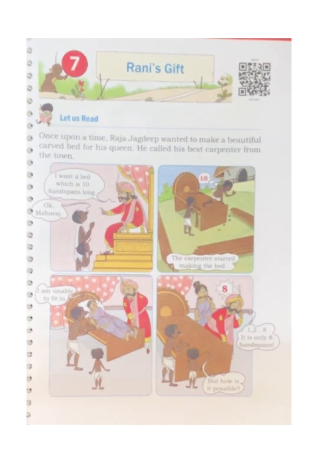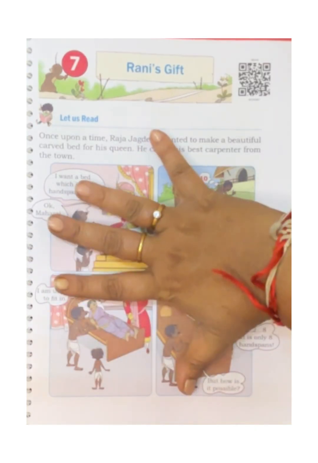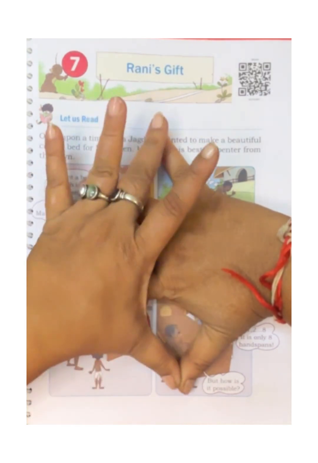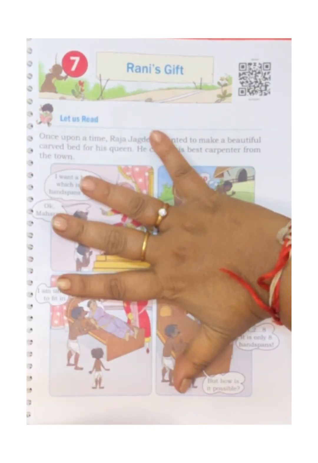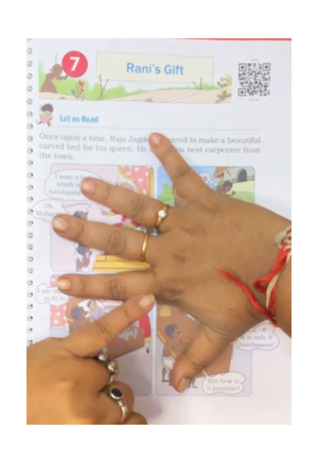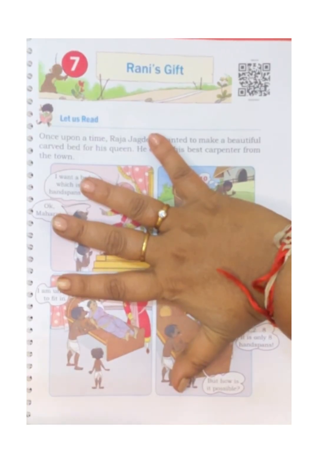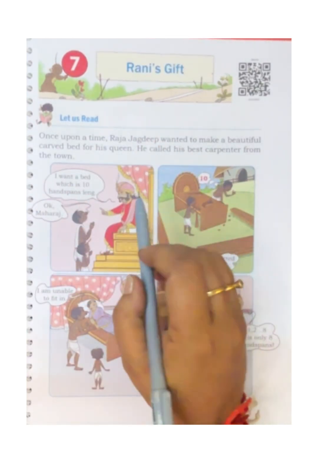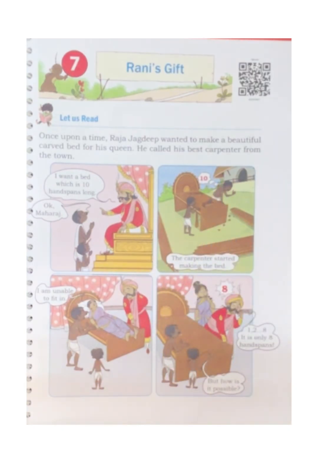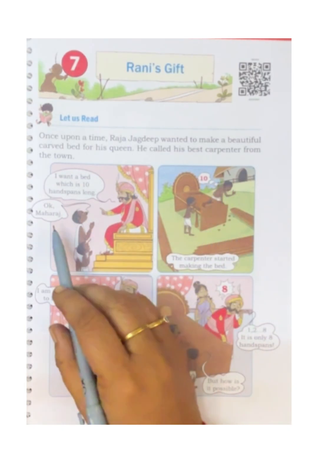What is a handspan, children? Handspan is this. Can you see here? Measurement from here to here is 1 handspan. Do you understand? So from thumb to the little finger, when you spread your hand, is 1 handspan. Okay? Yes. So such a 10 handspans long bed he wanted. Who? Raja Jagadeep. So the carpenter is telling, okay Maharaj.